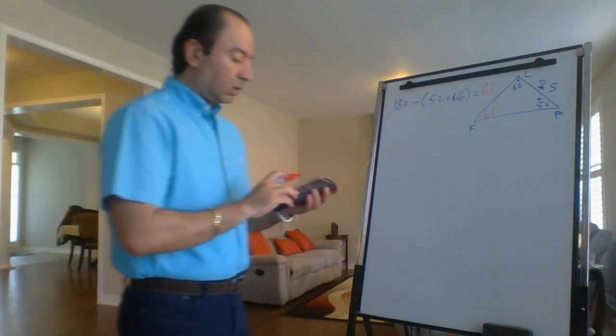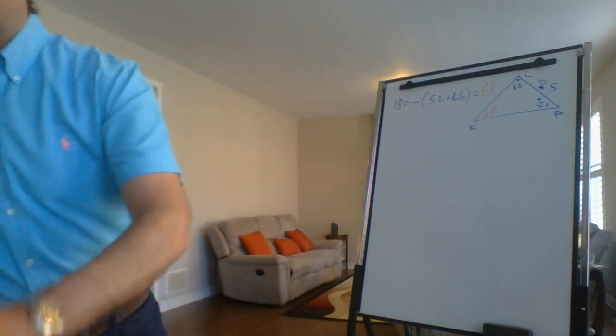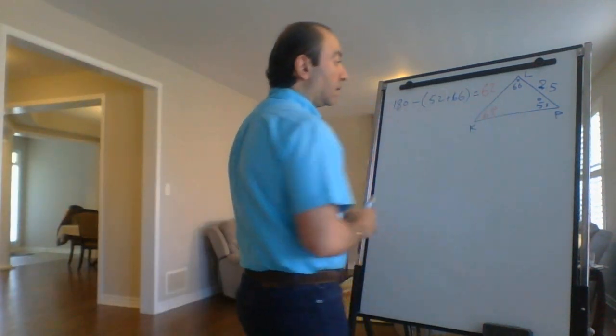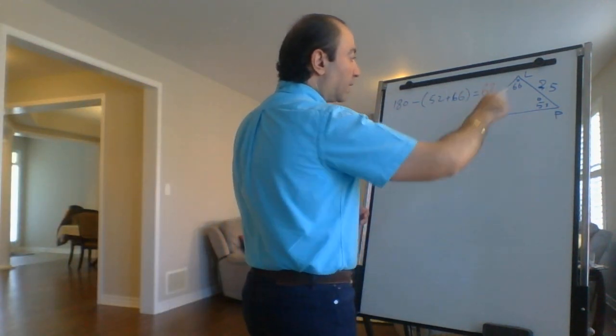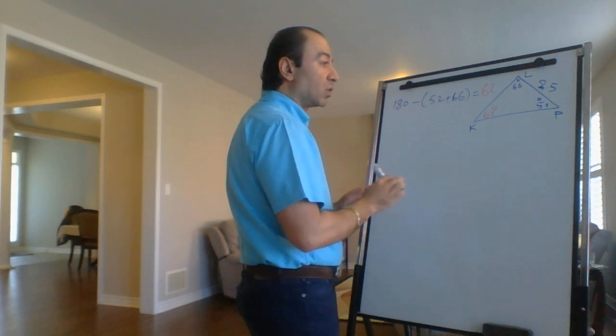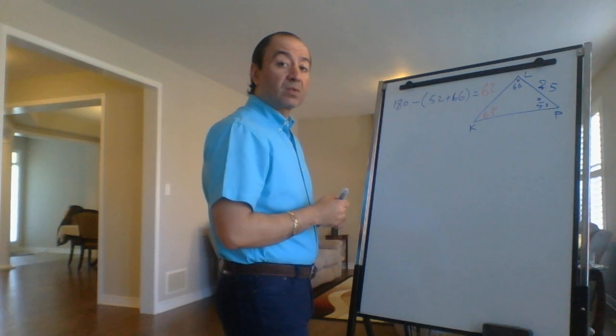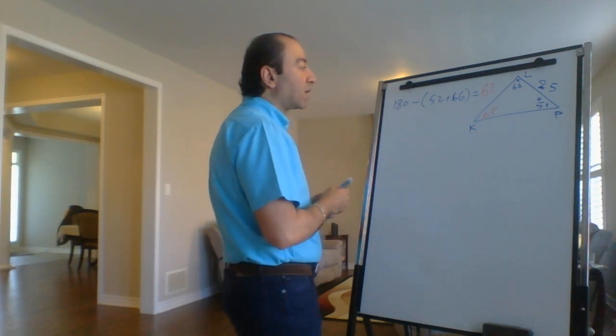Okay, now we need to find these two sides. Again, this is not a right triangle. I don't see any right angle, so I cannot use SOHCAHTOA. I have two angles and one side, so this is one of the conditions when we can use sine law.